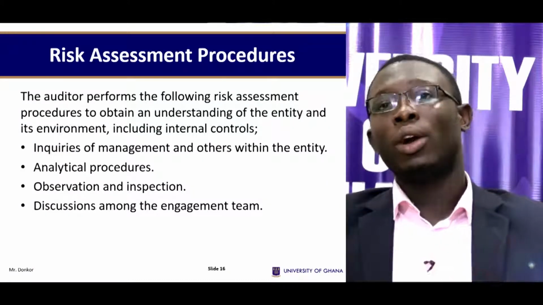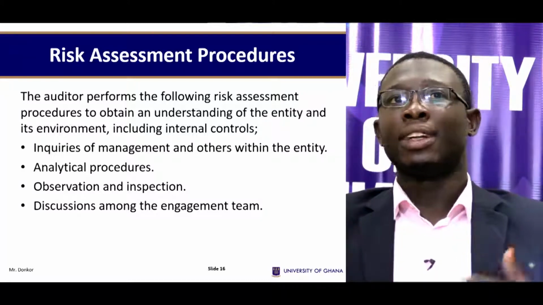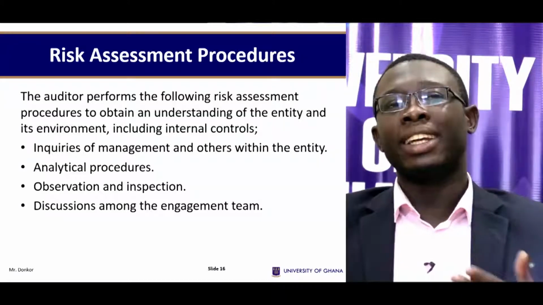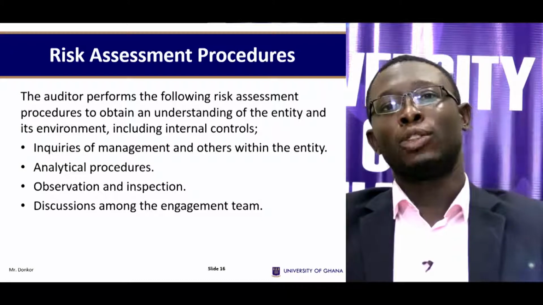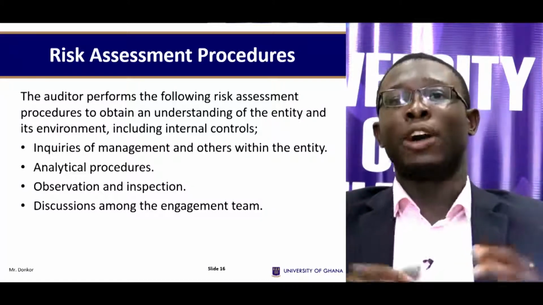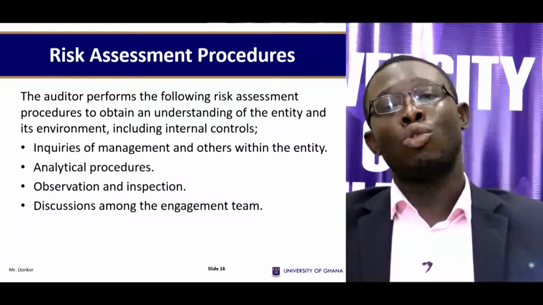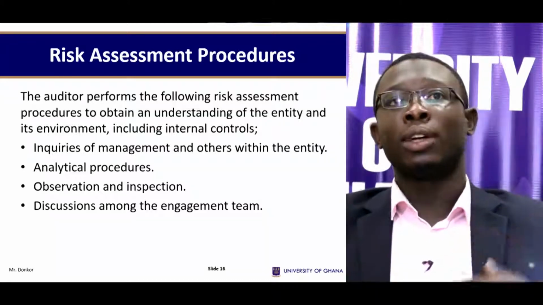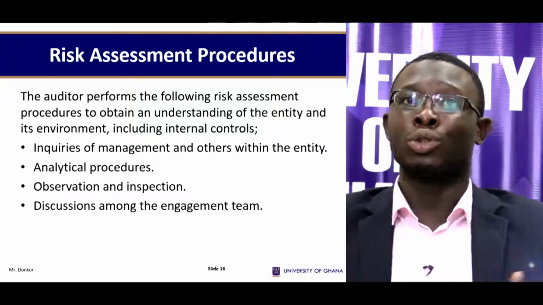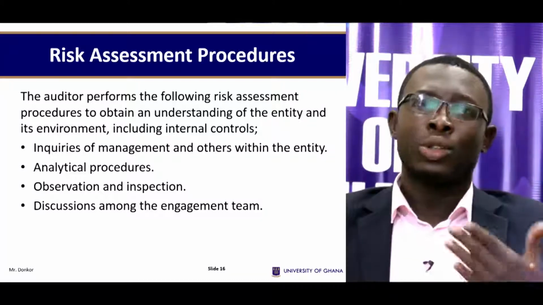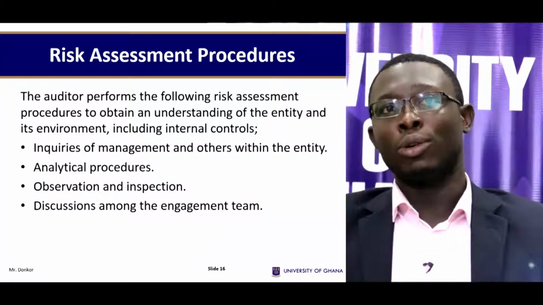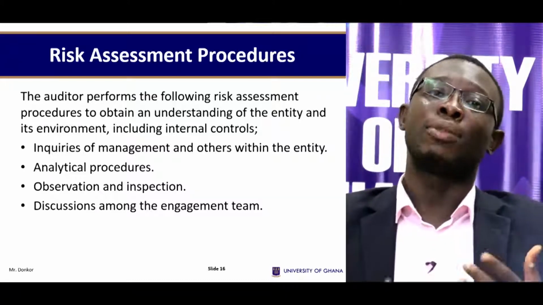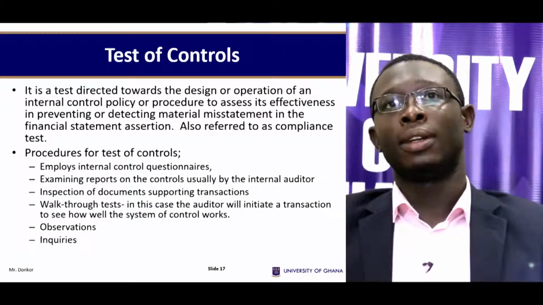Also, there is the risk assessment procedure. That is, the auditor performs the following risk assessment procedures to obtain an understanding of the entity and its environment, including the internal controls. That is to very much appreciate the environment, the industry, and how things go about in the entity, to inform the kind of evidence the auditor should gather. The auditor can look at inquiries of management, that is, discuss issues with management and others within the entity, use analytical procedures, observe and also inspect certain documents, and hold discussion among the engagement team to also understand some of the evidence they have gathered throughout the process.